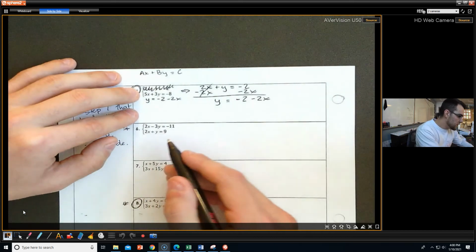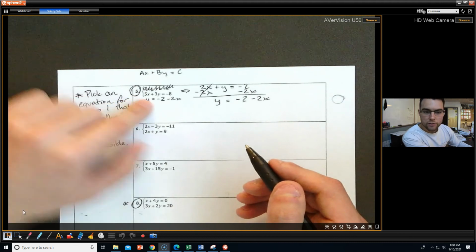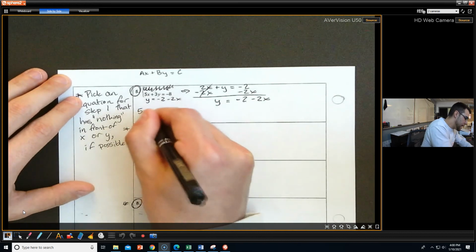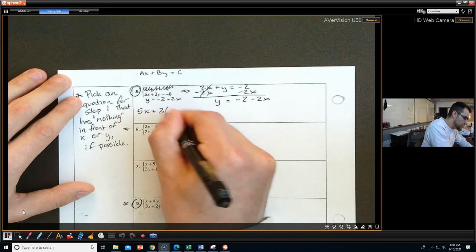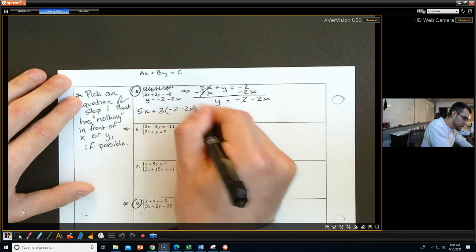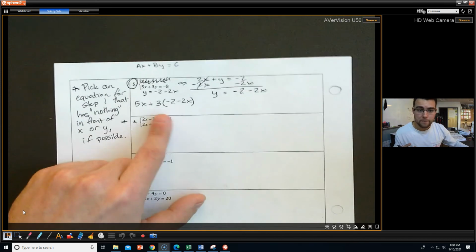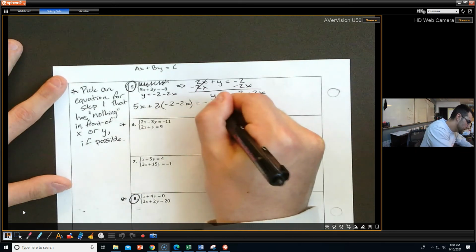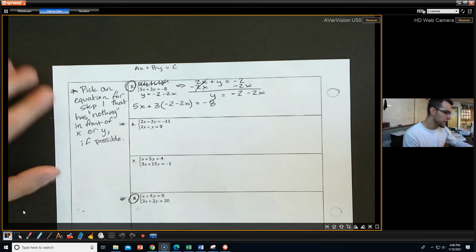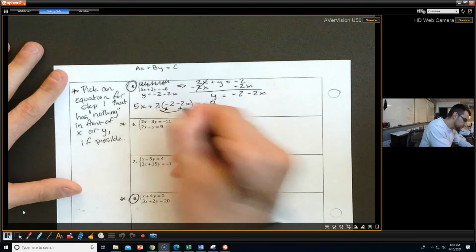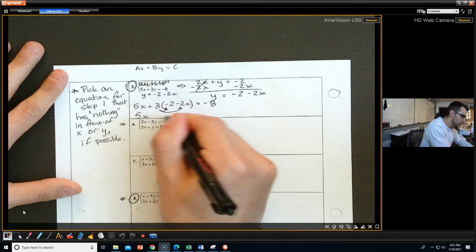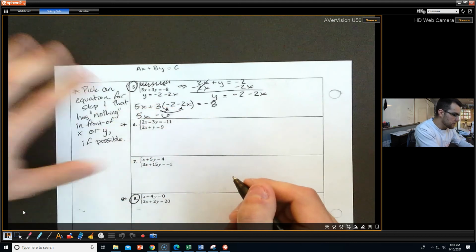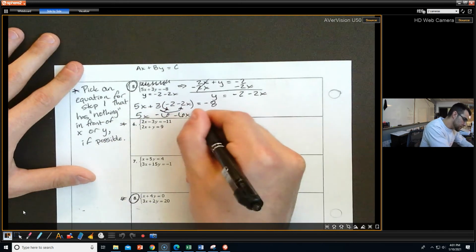Once again, we need to now take this y equals whatever this stuff is and plug it into the other equation, substitute it. So now I have 5x plus 3 times negative 2 minus 2x. So now when I distribute that 3, I have to think about my signs when I multiply. Equals negative 8. So let's distribute this 3. I'm left with 5x. This is going to be 3 times negative 2, that is minus 6. 3 times negative 2x is minus 6x, and that equals negative 8.